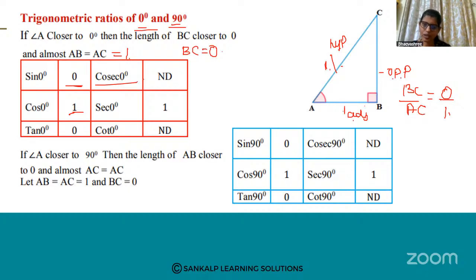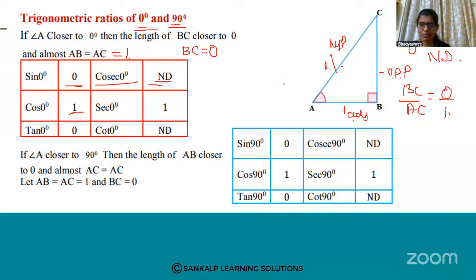Cosec 0. Cosec 0 means hypotenuse divided by opposite. Hypotenuse is 1, opposite side is 0. AC divided by BC, right? So 1 divided by 0 is not defined. ಇದನ್ನ ನಾವು ND ಅಂತ ಹೇಳ್ತೀವಿ. So not defined.